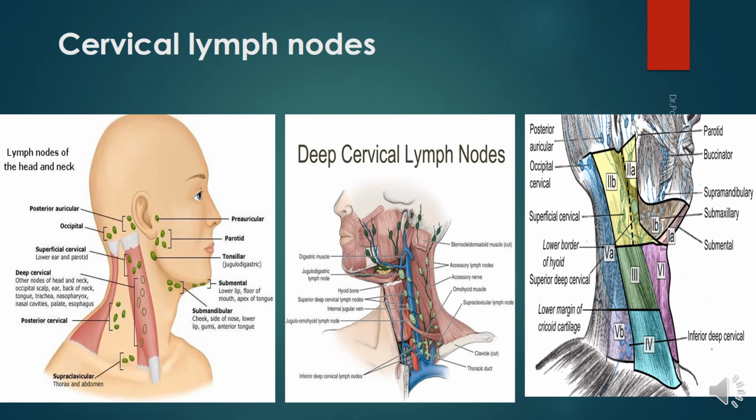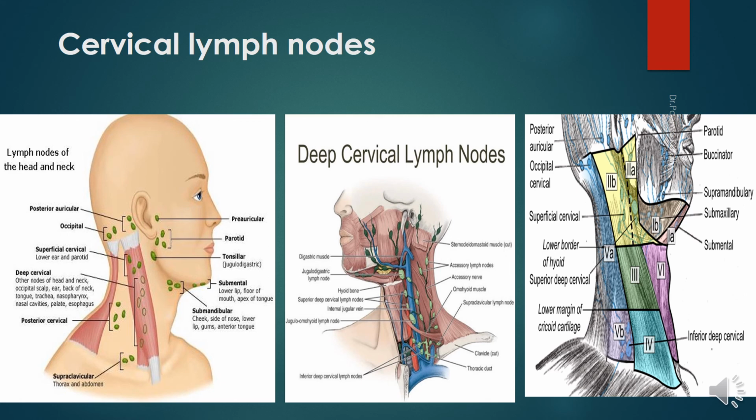The next group is occipital nodes. They lie at the apex of the posterior triangle, superficial to the attachment of trapezius, and they drain the occipital region of the scalp. Then the pretracheal and pre-laryngeal group of lymph nodes lie deep to the investing layer of deep cervical fascia. The pre-laryngeal nodes on the cricothyroid membrane and pretracheal in front of the trachea below the isthmus of thyroid gland drain the larynx, trachea and isthmus of thyroid.